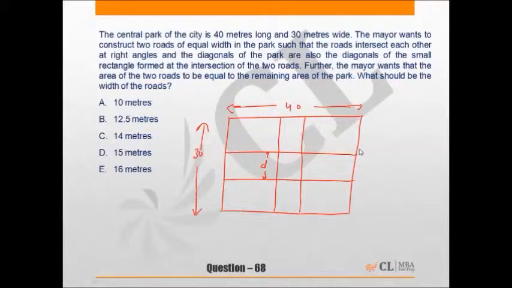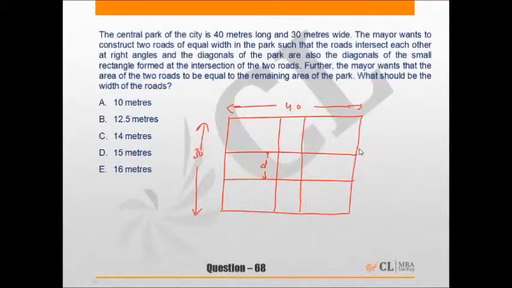As per the given information, the figure would look like as shown on the slide. Here the length of the park is 40 meters and its breadth is 30 meters, and there are two roads which are perpendicular to each other such that the triangle formed by the intersection of these roads has the same diagonal, that is the diagonal of the park.